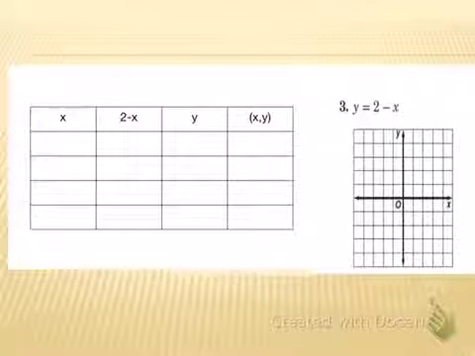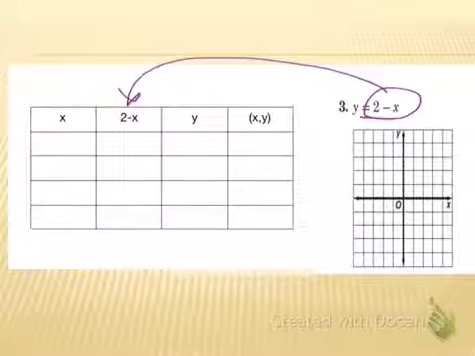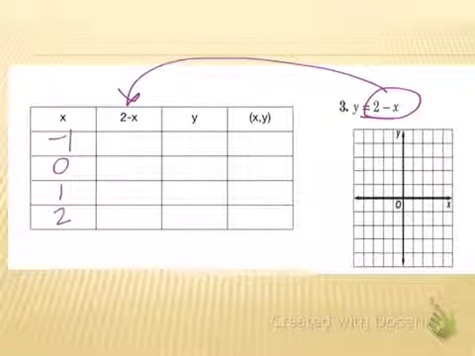All right, number 3, our rule in this one, we've got y equals 2 minus x. So 2 minus x goes right there in our second column for the rule. Again, our x values, we're just going to choose some different values. So I'm going to choose -1, 0, 1, and 2. You could choose different values. They don't have to be the same ones. Choosing them around the origin, though, is going to be the most helpful for you.